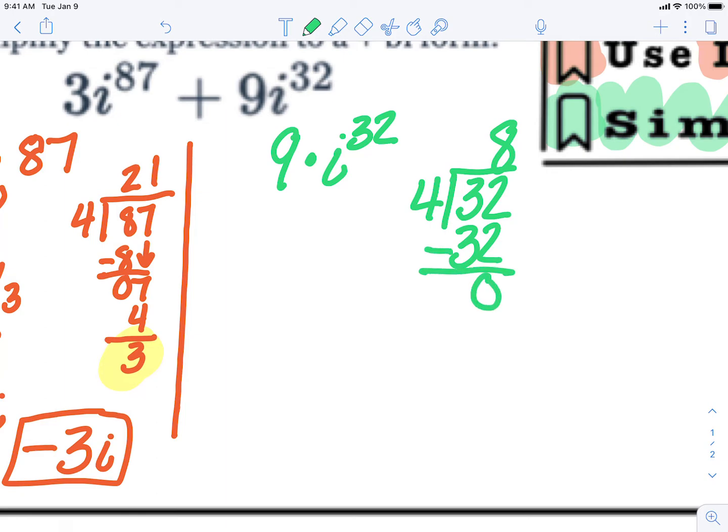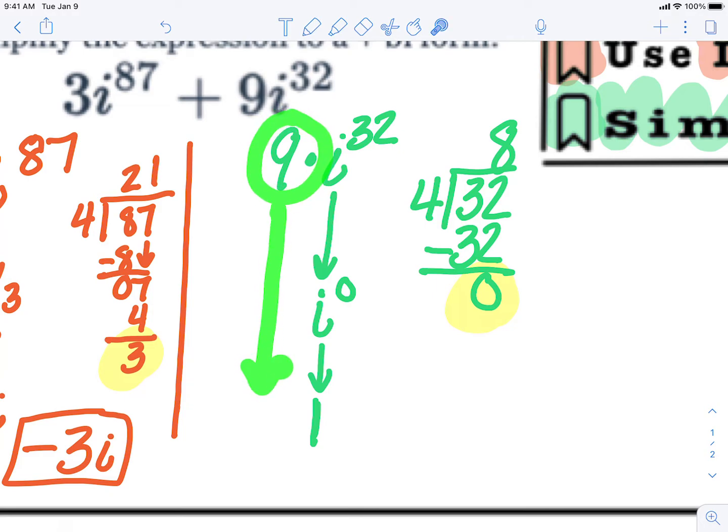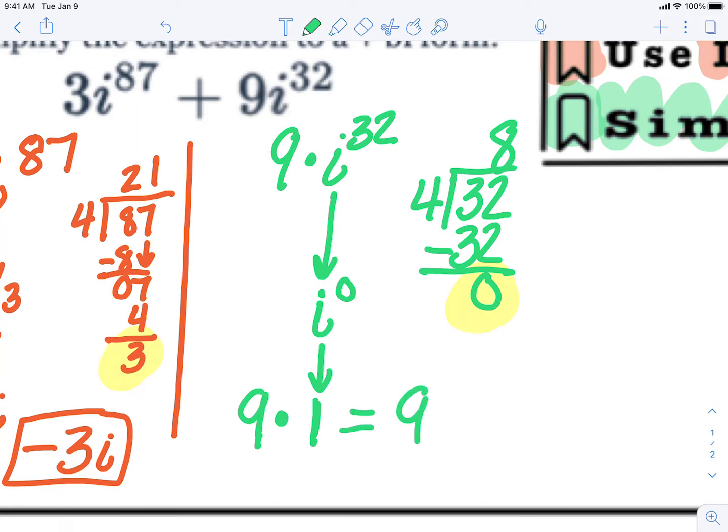32 minus 32 is 0. So this is my remainder. That's the new exponent to my new i. So this becomes i to the power of 0. i to the power of 0 is 1. This 9 times is going to come down here and be next to 1. 9 times 1 is 9. And that's my second part of the solution.